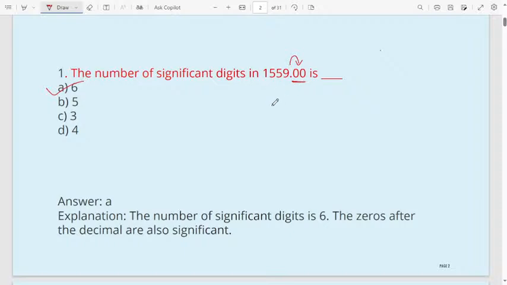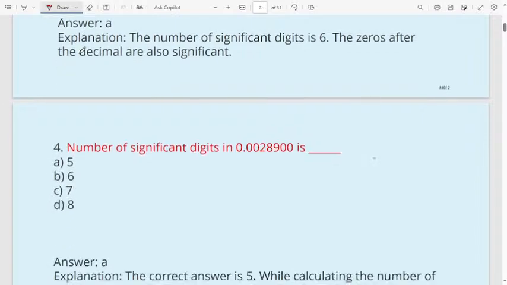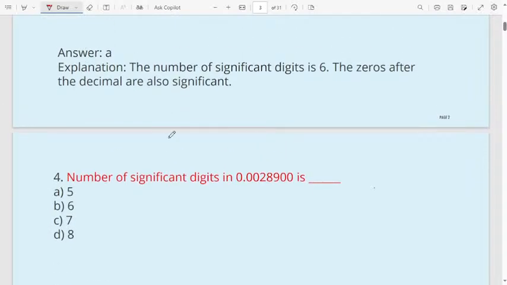This is the decimal 1559.00. After the decimal, if zeros are there, those zeros we will also consider as significant figures. Therefore, total 1, 2, 3, 4, 5, 6. Your answer will be 6. Let us move to the next one.